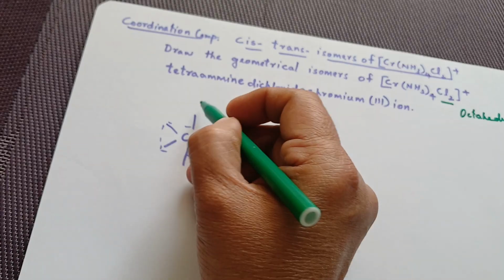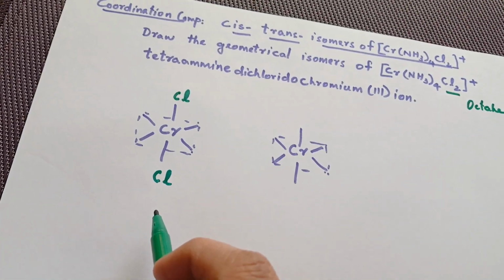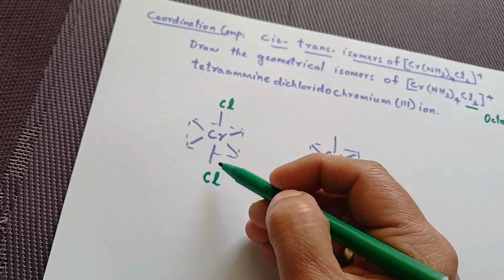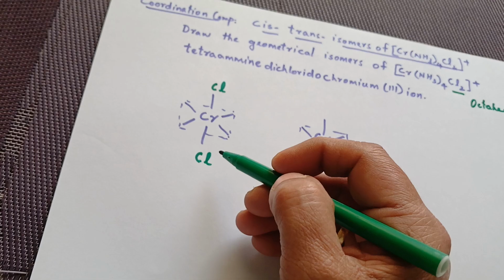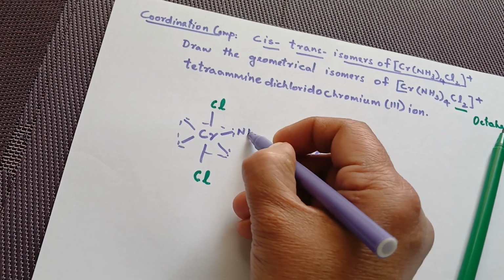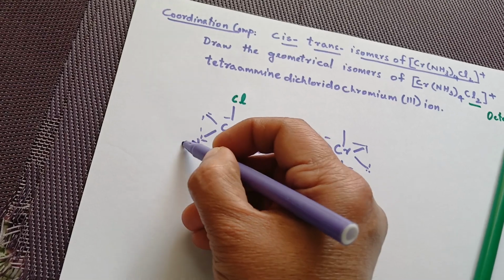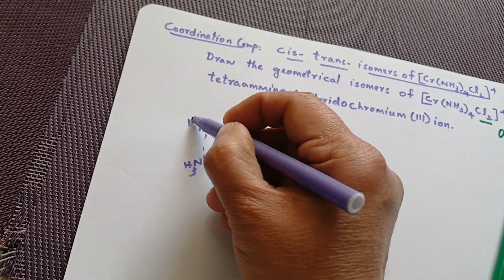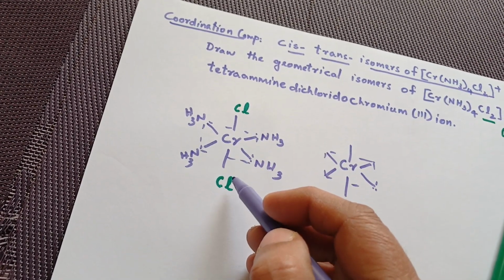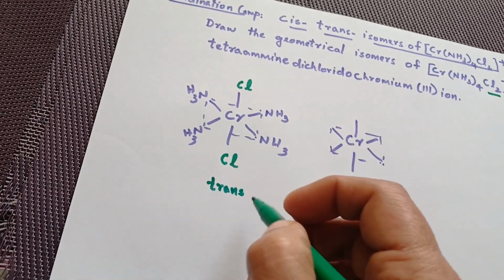So if we are placing the chloride ligands at trans position to each other, that is, across each other, then we can call this the trans isomer, and we can place the ammonia molecules wherever we want in the remaining positions, that is NH3, NH3, NH3. But here the chloride ligands are in trans positions. So this is the trans isomer.